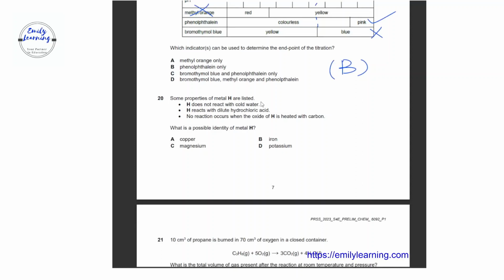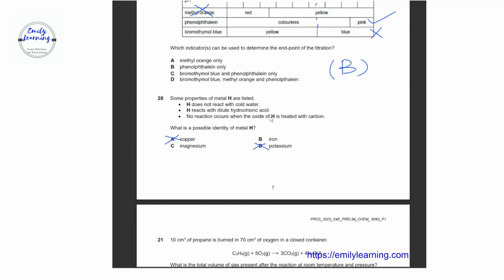Question 20. Some properties of metal H are listed. It does not react with cold water. So in other words, it is not a group 1 metal. So potassium is out. H reacts with dilute hydrochloric acid, so it must be above hydrogen in the reactivity series. So copper is out because copper is below hydrogen in the reactivity series, so it will not react with acid.